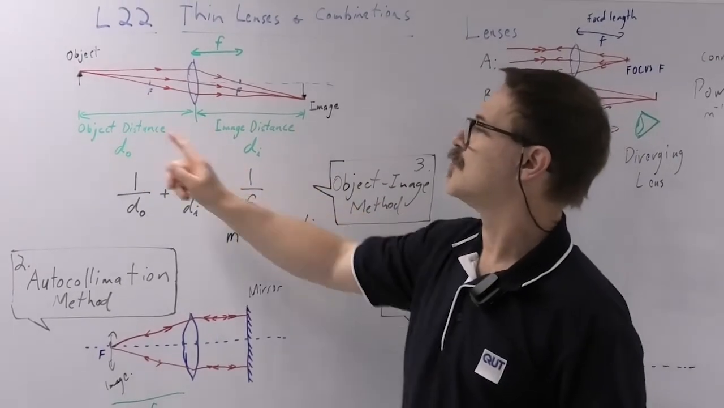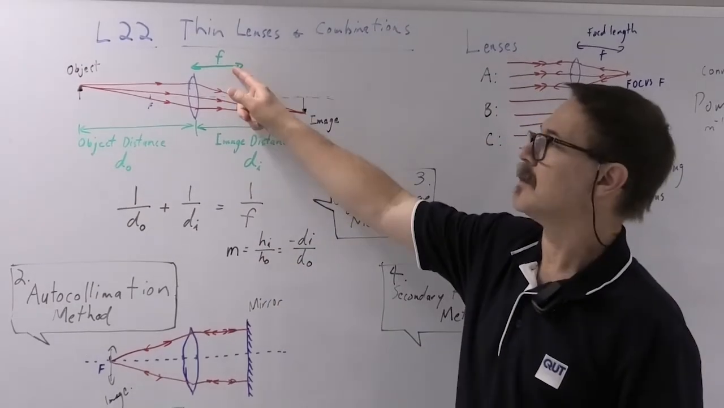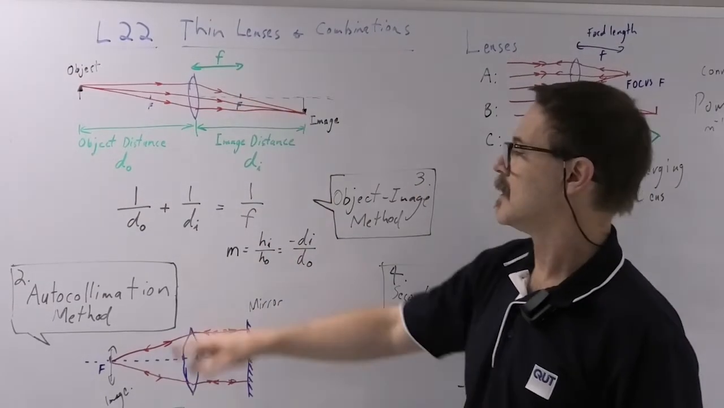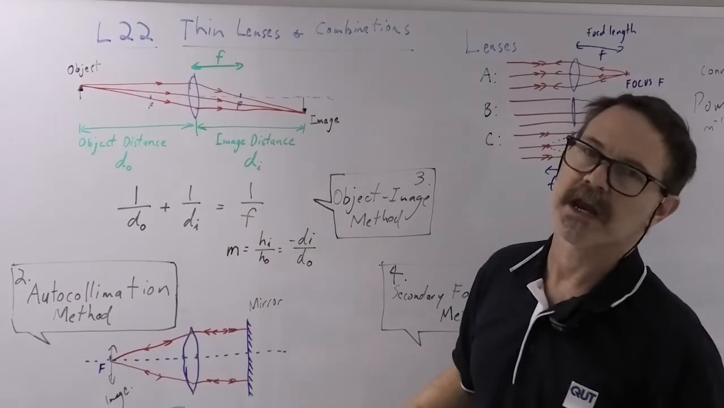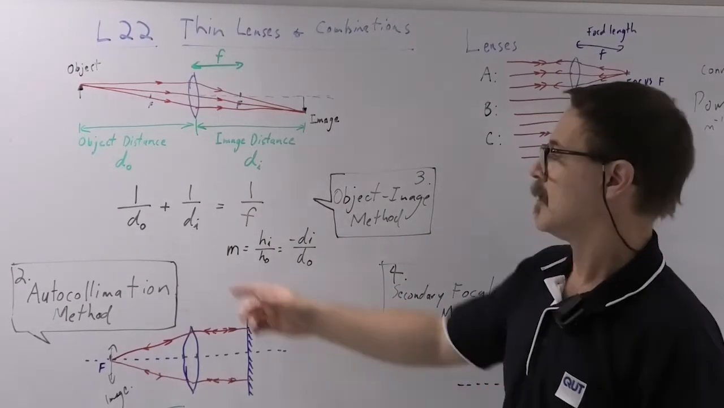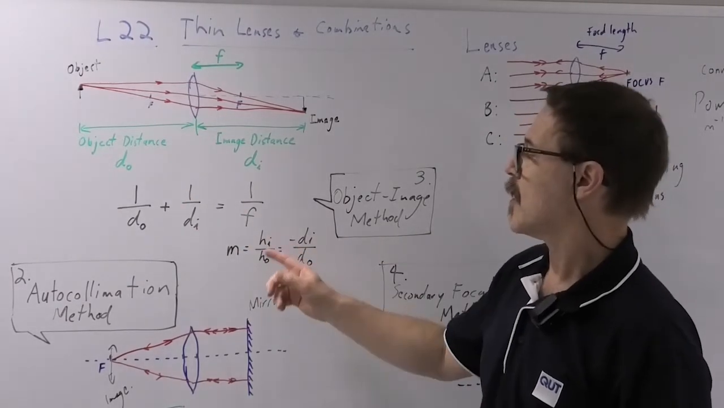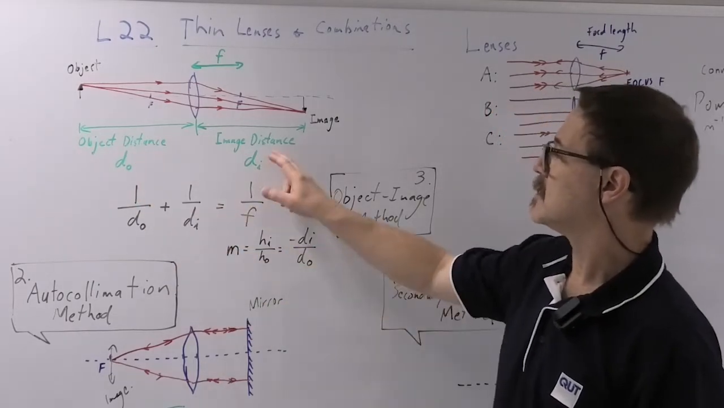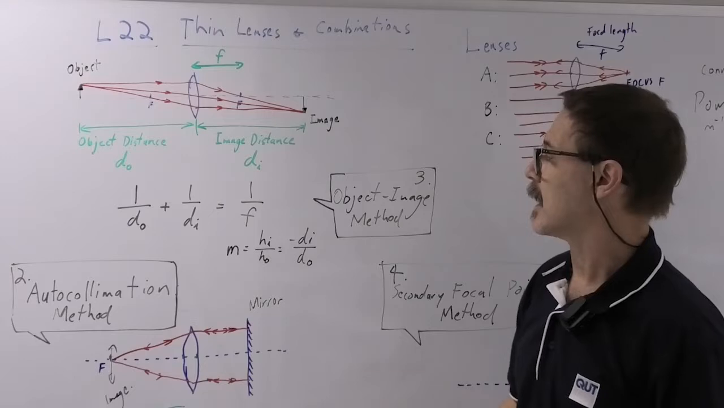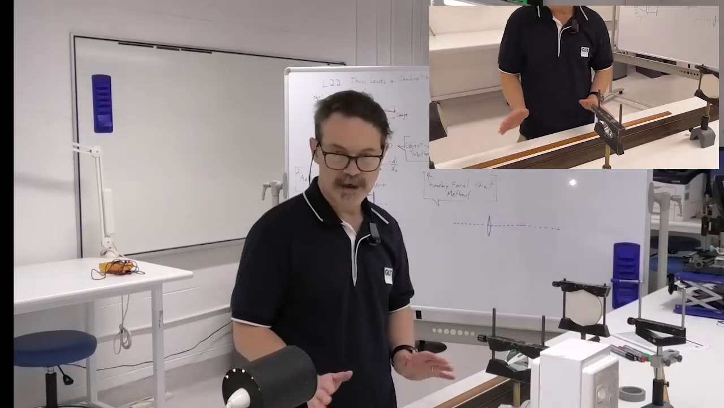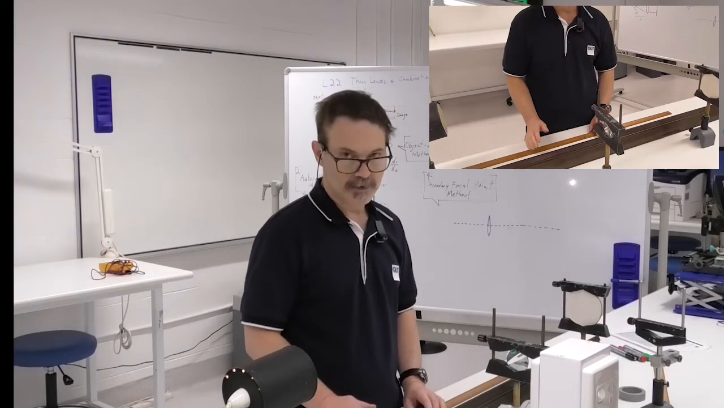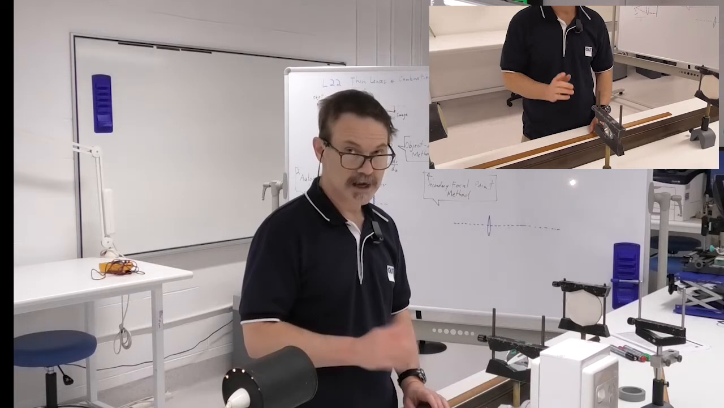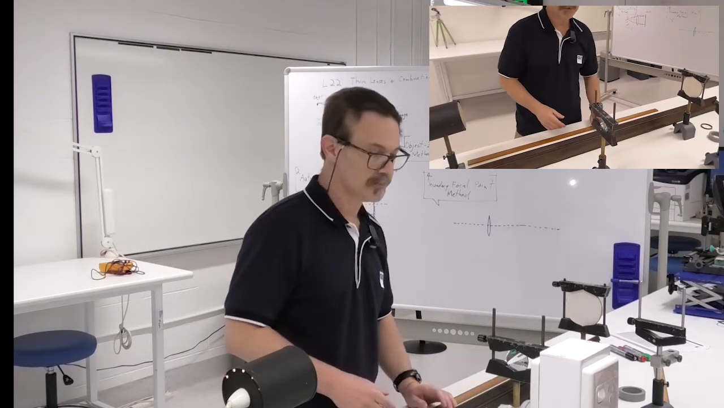And those two distances are related to the focal length of the lens using what's called the thin lens equation, which is 1 over DO plus 1 over DI equals 1 over F. DO is the object distance, DI is the image distance, F is the focal length. Okay, so now we're going to actually get the focal length of lens A using the object image method.